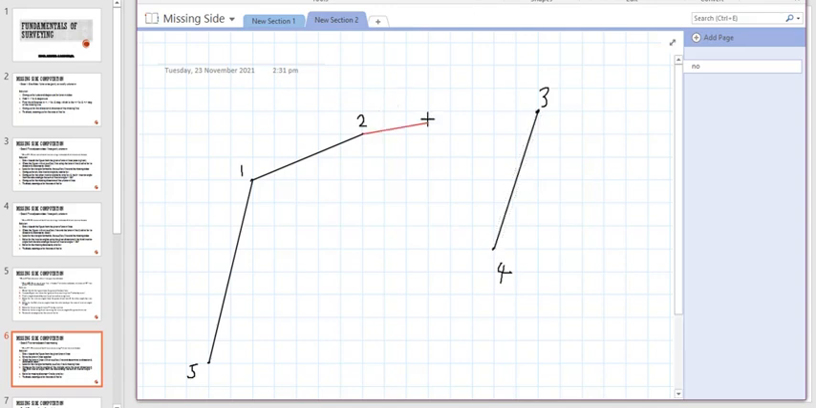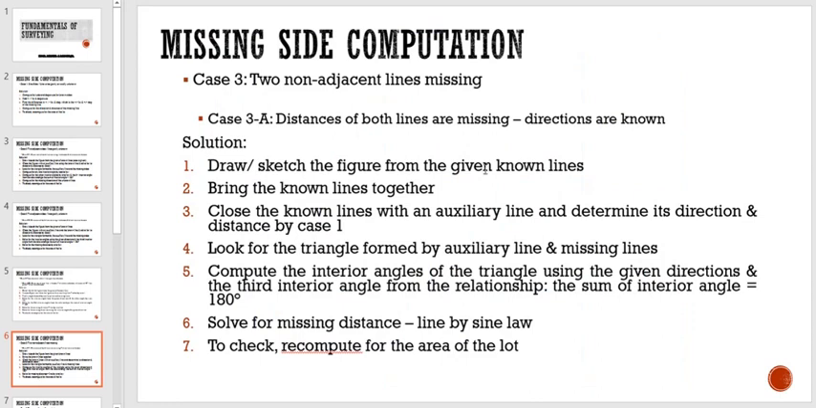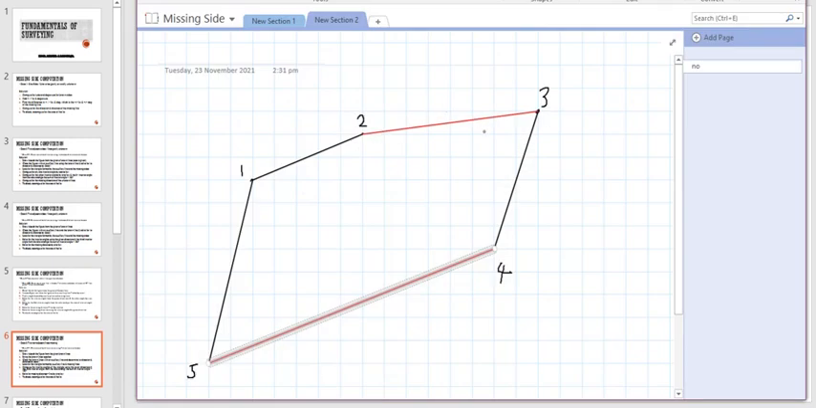So let's say this is unknown, or broken line na lang. Also this is unknown. So case 3, two non-adjacent lines are missing. So non-adjacent, dili magkasunod. So these are the missing, either the directions are given and the distance is unknown, or here the directions are known and the distance is unknown.